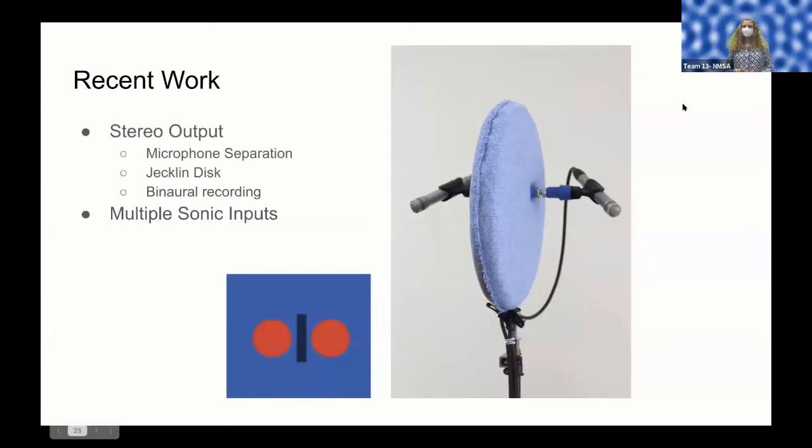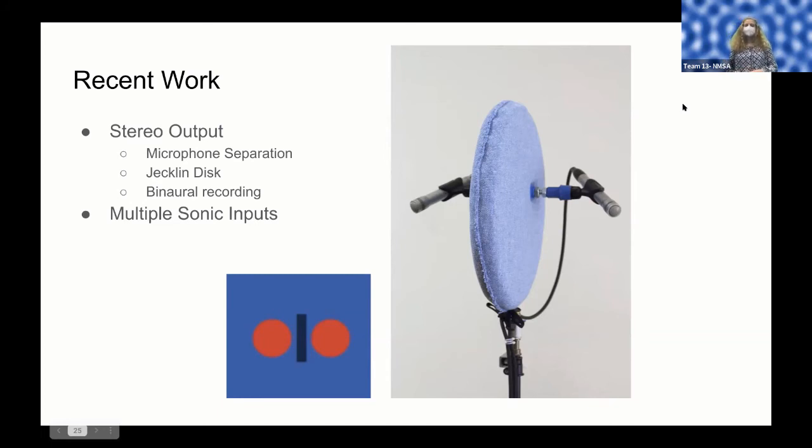So this is as far as we got when we wrote our paper, but since then we have built upon our model to include support for stereo output and multiple inputs. The stereo output is created by having two microphones that are separated by a Jecklin disc, which is a pretty common recording device. In this case, we use just a wall barrier in NetLogo. And this creates a binaural recording, which is designed to capture audio like a human head.